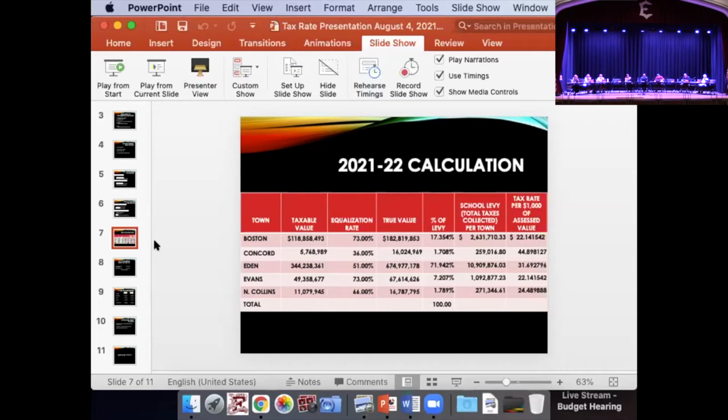So the town of Concord has $5,768,989 of assessed value, taxable value in the Eden School District. Their equalization rate is 36%.